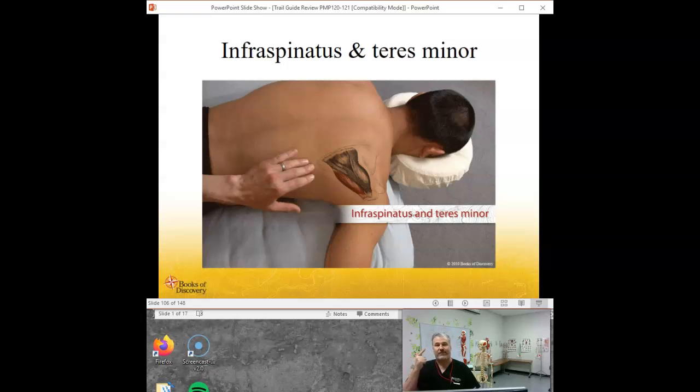If there's an infraspinatus, what's the one above the spine? Supraspinatus. Okay, well, teres minor. There's also a teres major. There is. Your logic is excellent, but it's not one of the rotator cuff muscles. So infraspinatus, supraspinatus, teres minor. What's the one underneath the scapula? You already told us it. Subscapularis. Good job. Thank you, ma'am.